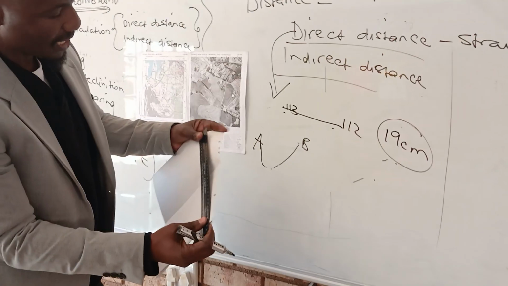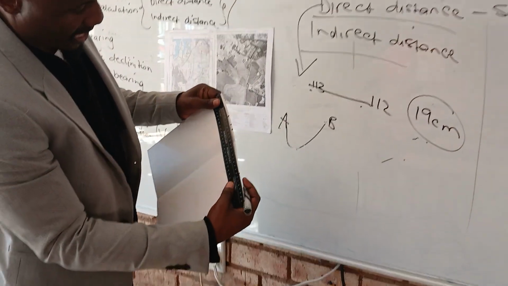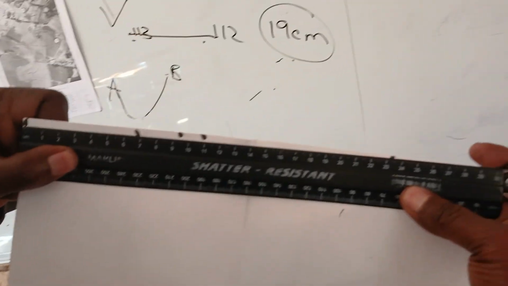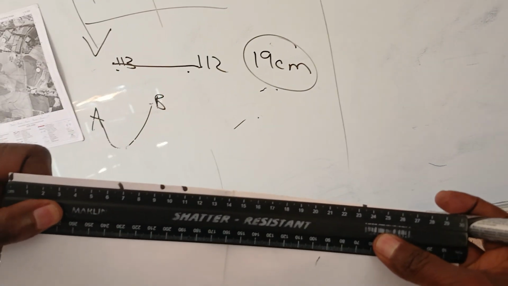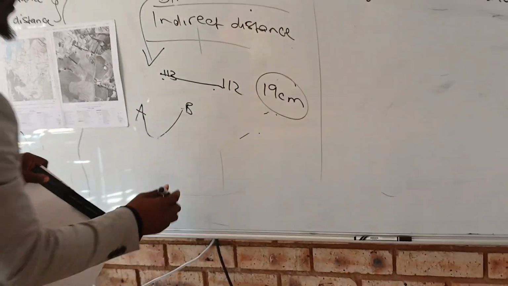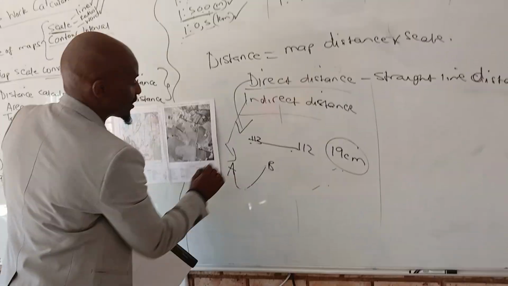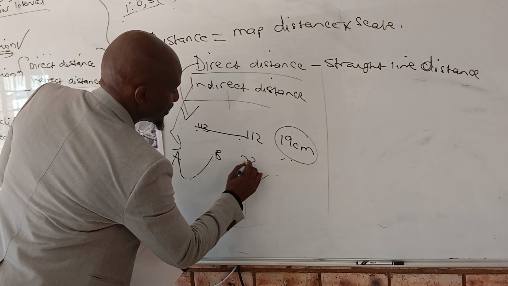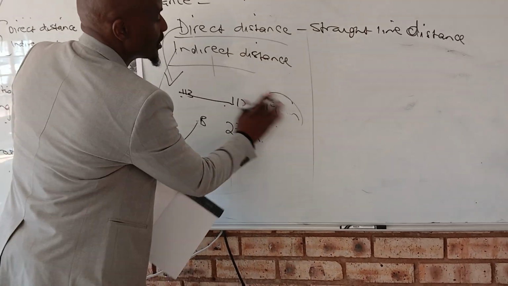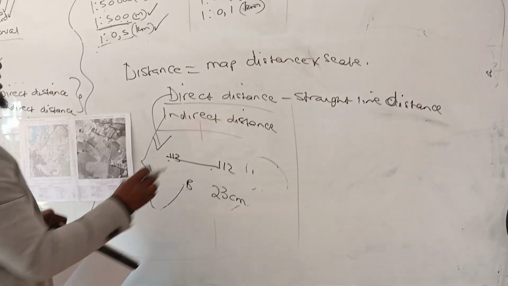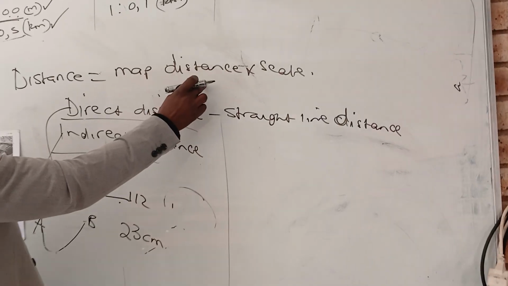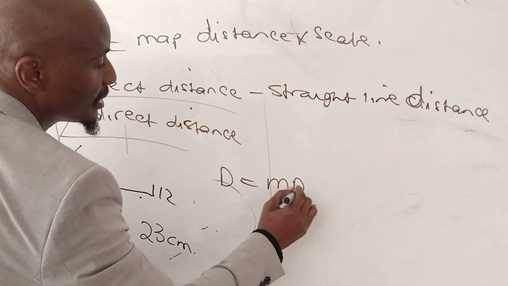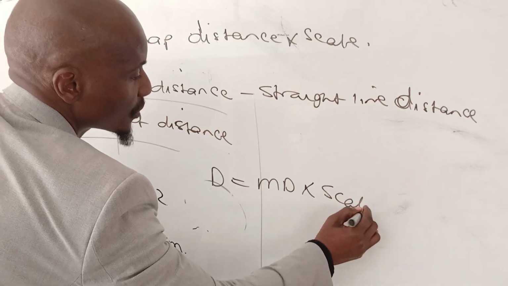After taking my ruler, I'll measure with the ruler, and as you can see, it's around 23.5, but I'll use 23 centimeters. So if I'm to measure the indirect distance between A and B, I have got 23 centimeters on my ruler. So it means I'll go back to the formula. What does it say? Map distance multiplied by scale. So my distance is equal to map distance multiplied by scale.